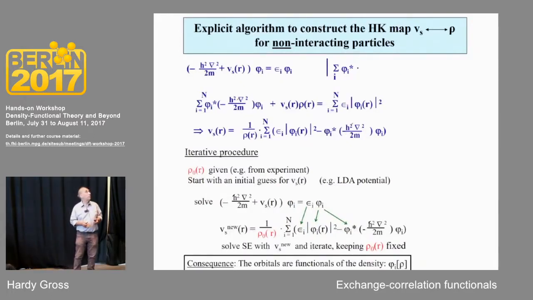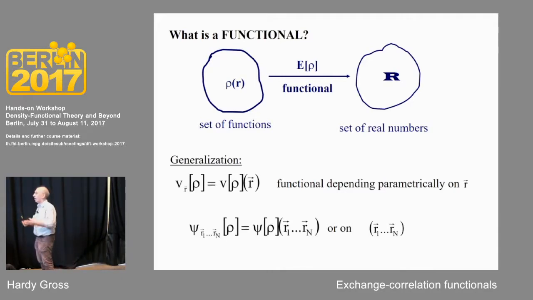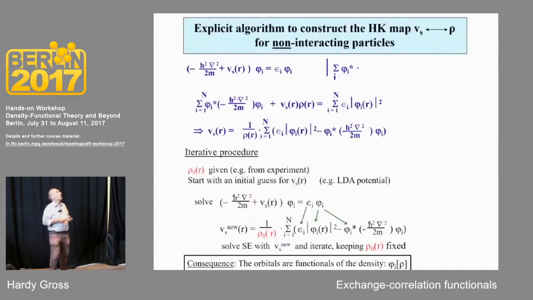Now here's something that is important to remember. When we say functional, this can be something very, very general. If you just say each function is mapped to a number, this is essentially, as Matthias called it, an algorithm, that we have to prescribe. It's usually not something simple, like a function of rho of r or gradient rho of r. This is something much more general, and I'll give you an example for that.